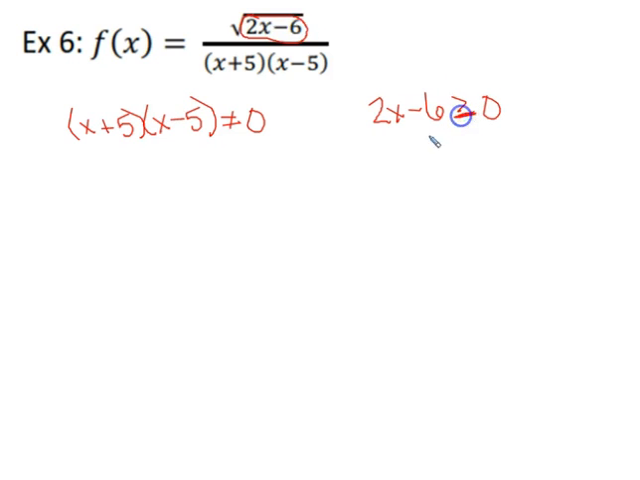I need that equal part. So it's just when your square root's in the denominator that we need to get rid of that, because the denominator cannot equal 0. So this time we actually have two pieces we need to solve in order to help us to find our domain.